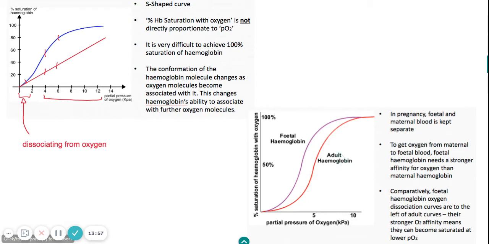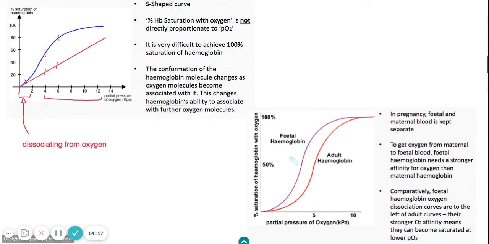So we all have adult hemoglobin. Even a baby within a few days of being born, we say it has adult hemoglobin, because there's only two types. You've got adult hemoglobin and fetal. And fetal is, we're talking about the baby that's forming inside its mother.